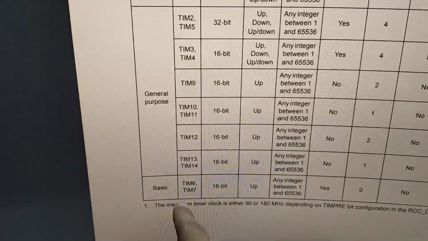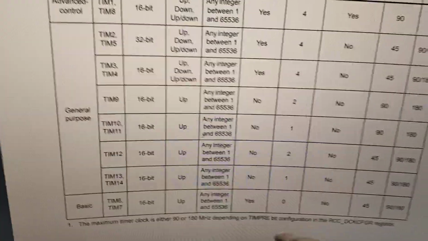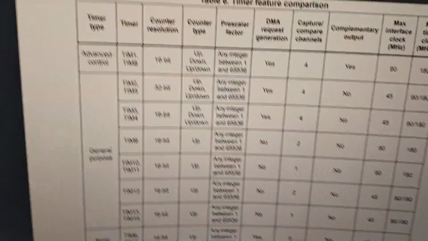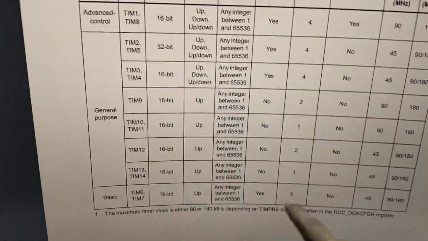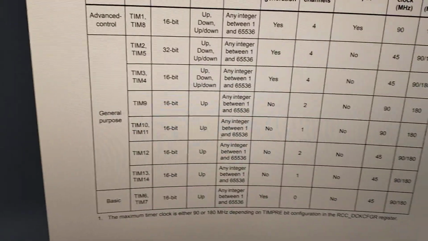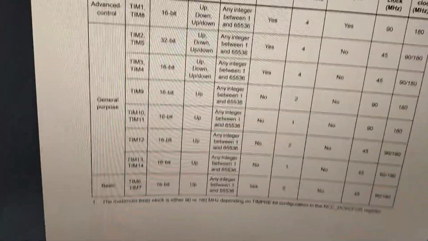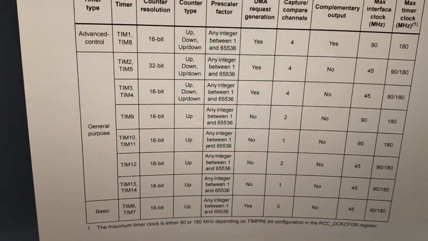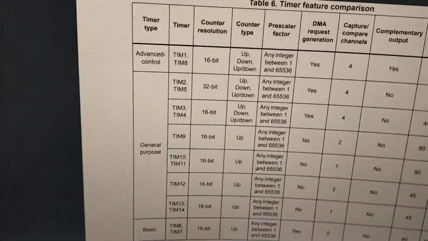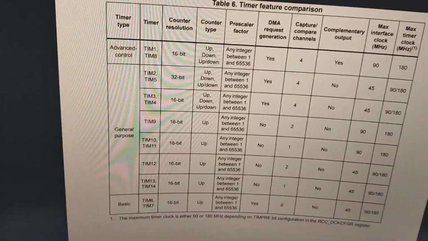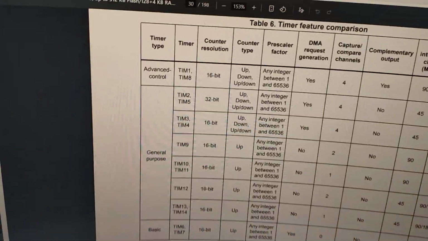And these basic ones don't have an output channel, so you can't generate any kind of PWM from them, since they don't have the capture compare channel. They are basically just used for generating interrupts or fixed delays, where you don't want to use a software delay since it blocks the CPU. So we're going to be using a basic and a general purpose timer today, two timers, and of course the ADC.